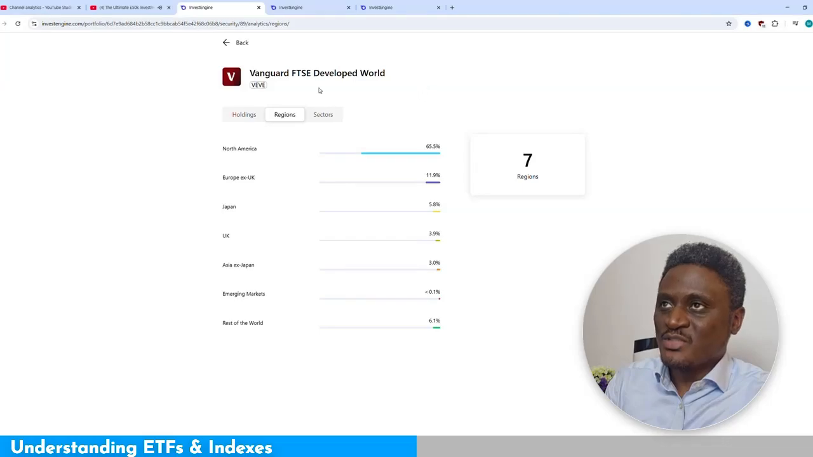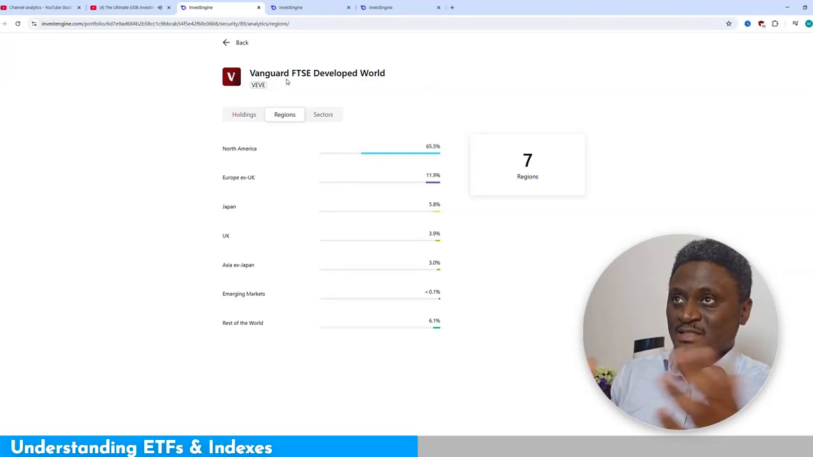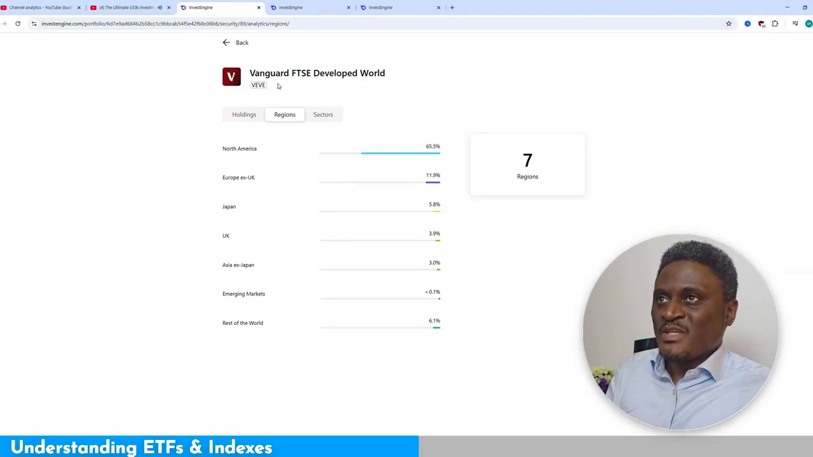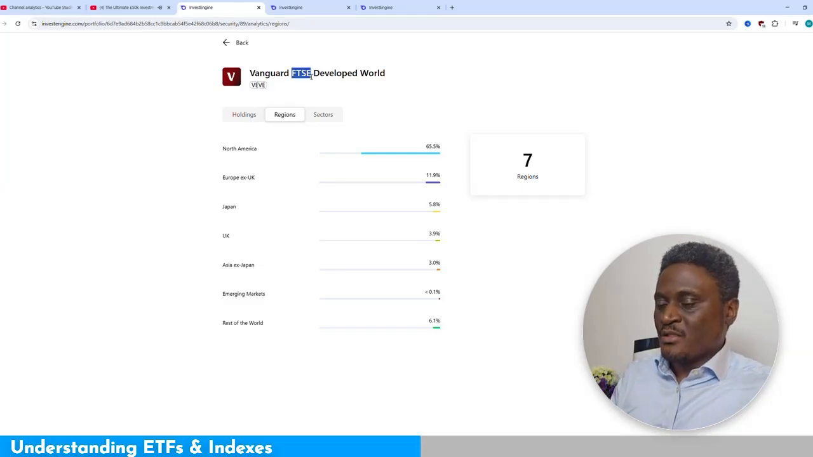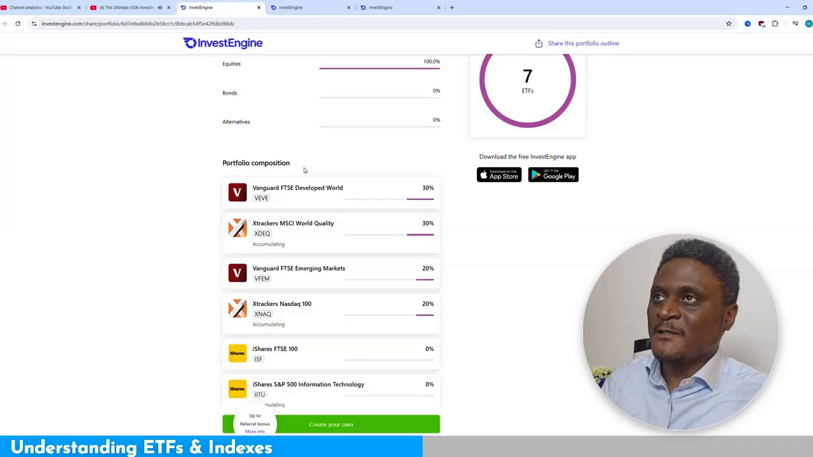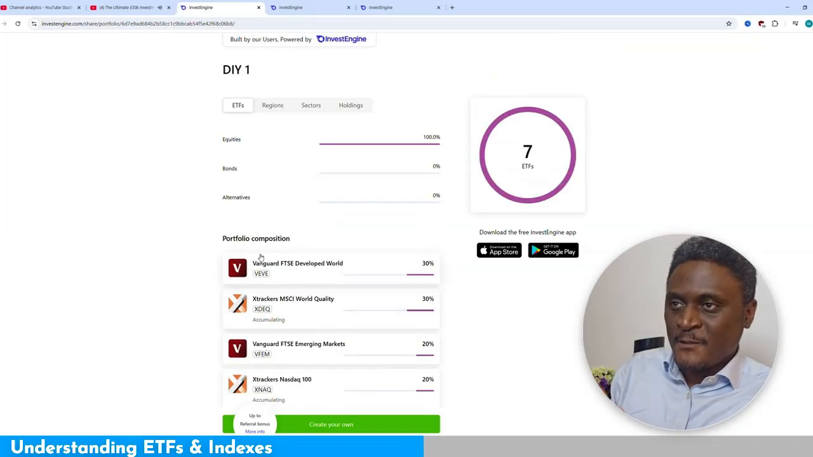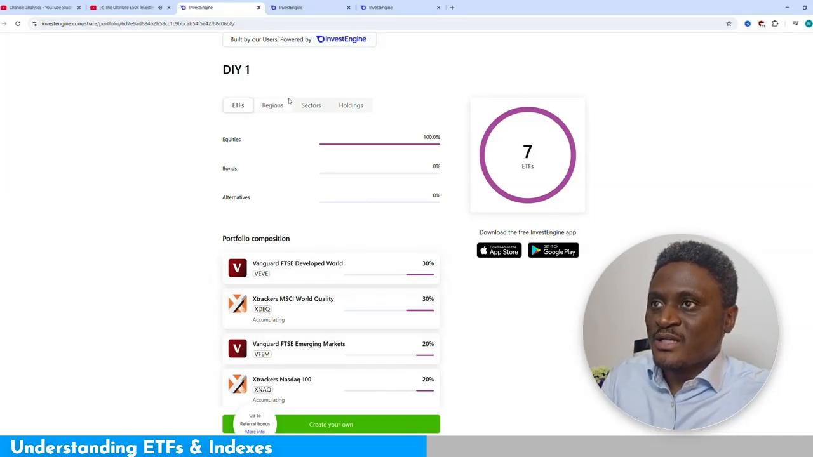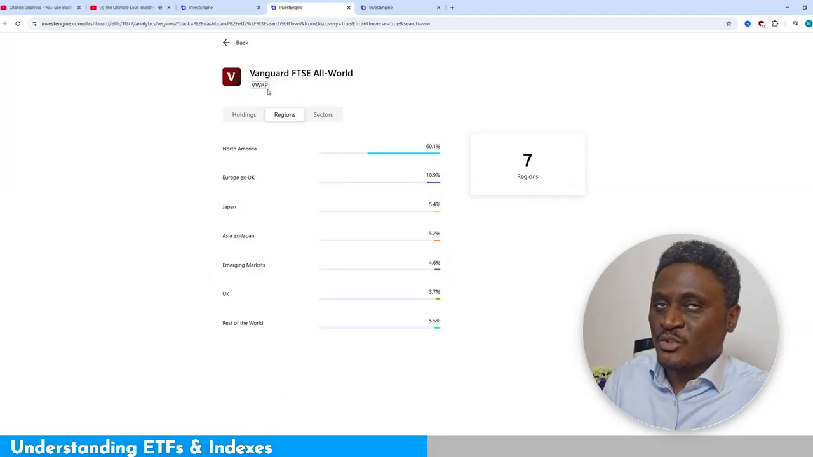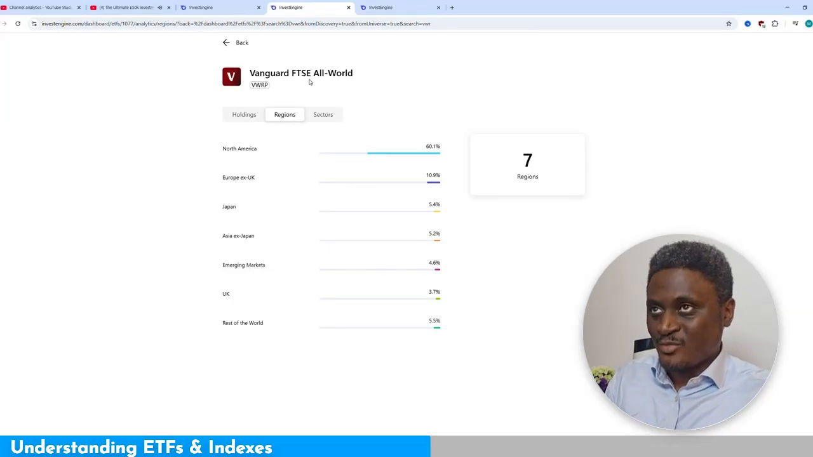The way the name usually is, it tells you the provider of that ETF that put the ETF together, and it tells you the index that they are tracking. So there are two big companies that create indexes. You have FTSE and there's MSCI. So the name of the ETF provider, the name of the index provider, and the name of the index itself. So in this case, when you look at VWRP, what you're looking at there is Vanguard being the ETF provider, FTSE being the index provider.